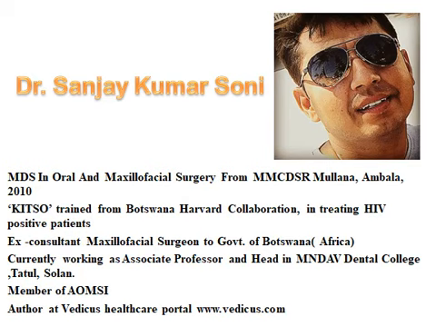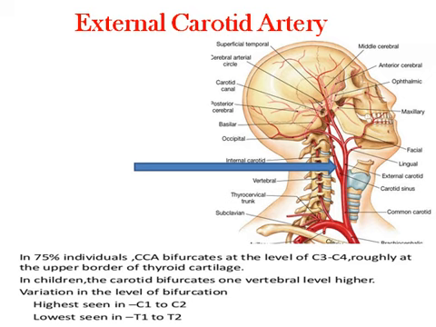In this video, I am going to discuss the external carotid artery. In 75% of adults, the common carotid artery bifurcates at the level of C3 and C4, roughly at the upper border of the thyroid cartilage, into the internal and external carotid artery.